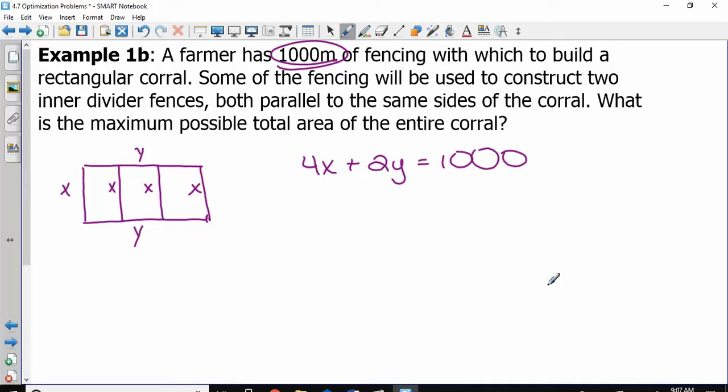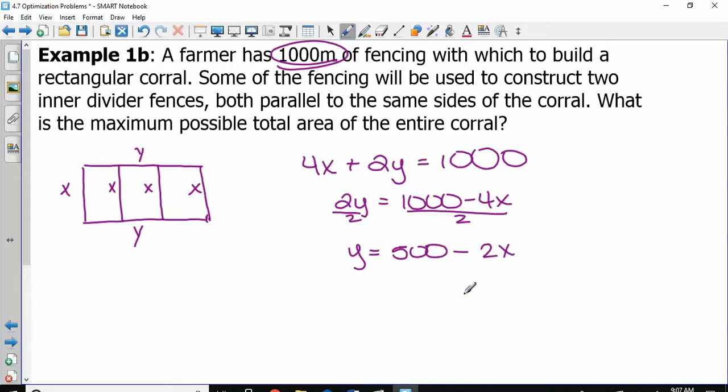We have to use this to get rid of one of the variables. It doesn't matter which one. Let's say I wanted to solve for y. So we would have to subtract over the 4x. And then we need to divide everything by 2. So 1,000 divided by 2 is 500 minus 2x.